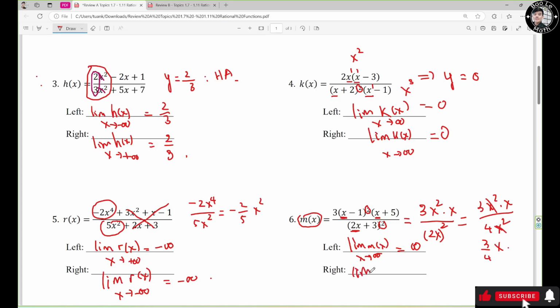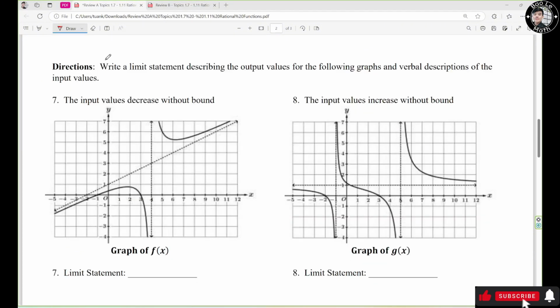Now, the limit of the function m of s when s approaches negative infinity is going to be negative infinity, right? Now let's move on to number 7 and number 8. Write a limit statement describing the output values for the following graphs and verbal description of the input values. The input values decrease without bound, which means s goes to negative infinity, right?